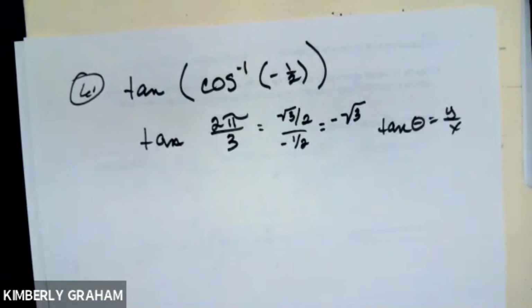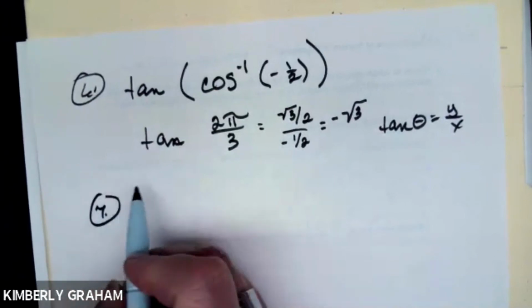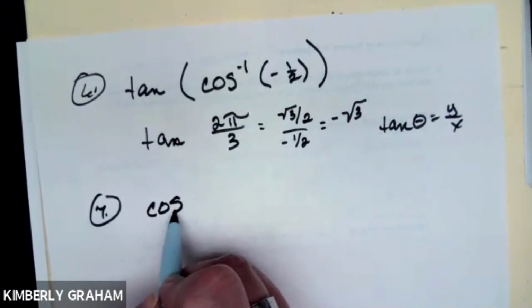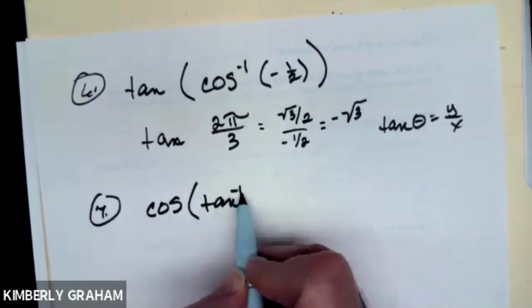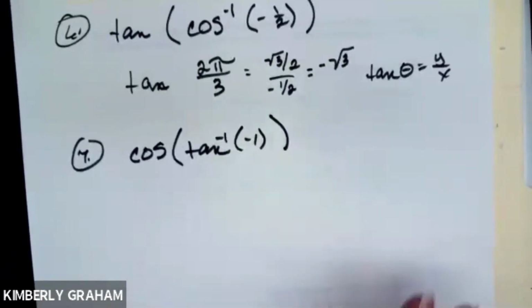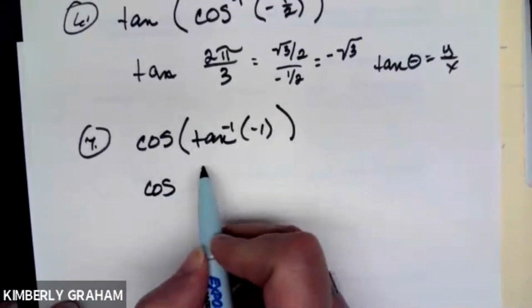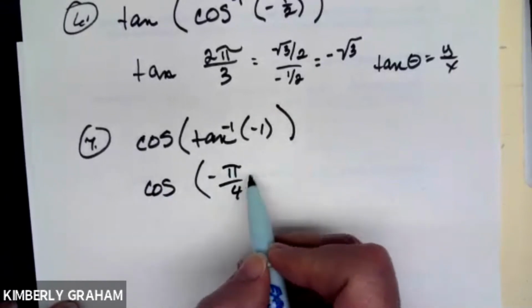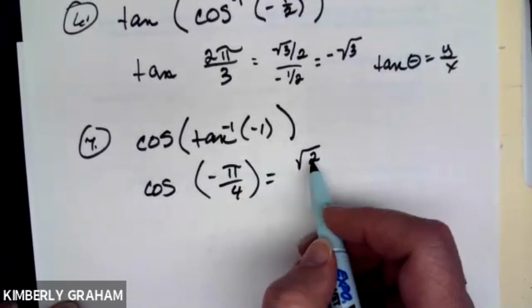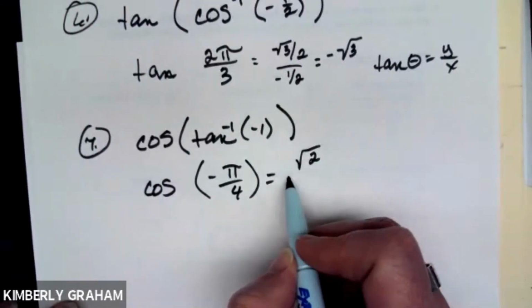Now you could use reference angles to figure that out if you want to, but I think most people are going to be more comfortable doing it this way. Okay. Let me give y'all a minute to try this problem on your own. Okay, this is going to be the cosine of negative pi over 4, and that should be square root of 2 over 2.